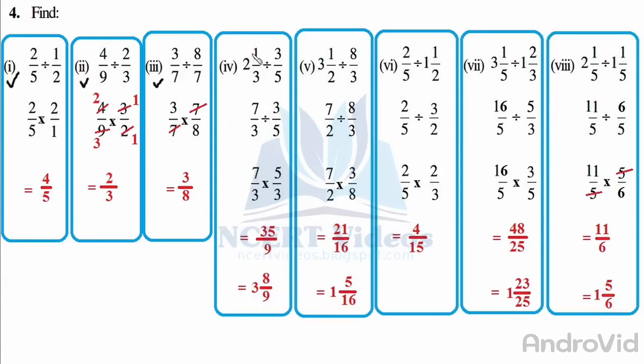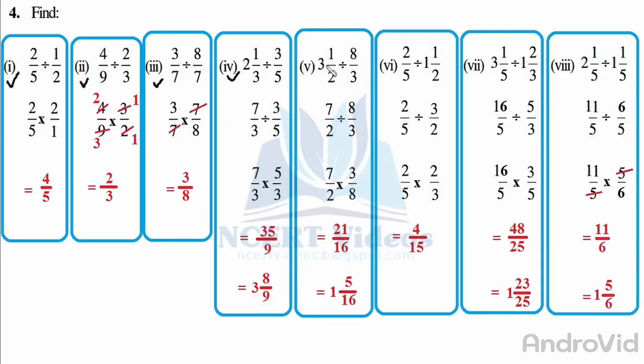Now 3 twos are 6 plus 1 is 7. 7 over 3 divided by 3 by 5. Now 7 by 3 into, flip it, it becomes 5 by 3. Then 7 fives are 35 and 3 threes are 9. Now improper, so 9 threes are 27, 8 is remainder, and 9.